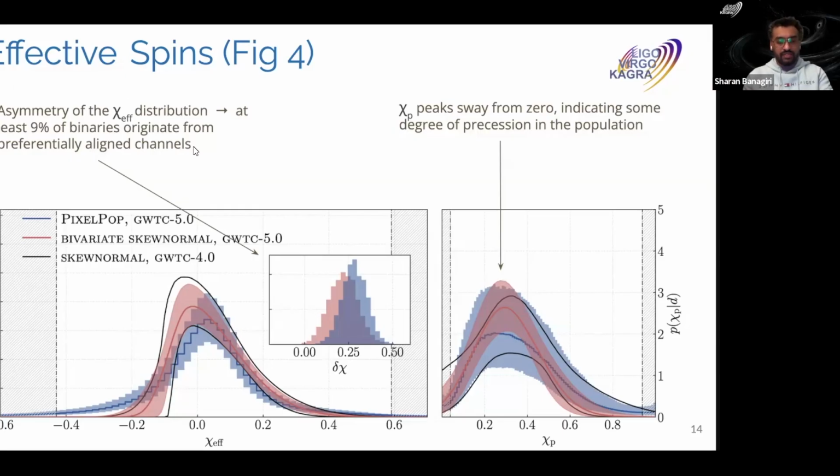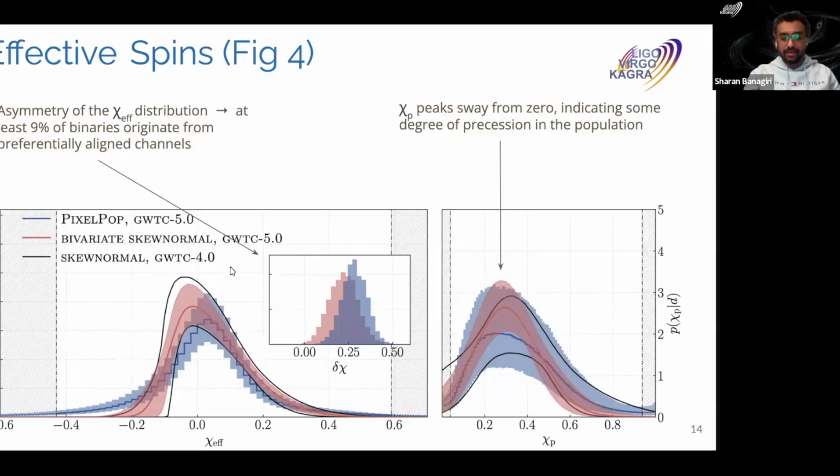Okay, so let's look at effective spins. The plot on the left shows the effective inspiral spin. And what we find is that this spin distribution, as recovered by both PixelPop, which is a weakly parameterized model, and the bivariate skew normal, which is our strong model, both indicate that the effective inspiral spin peaks close to zero. But it has support at negative values as well. So in other words, it has support that at least some fraction of binaries are anti-aligned with respect to the orbital angular momentum.